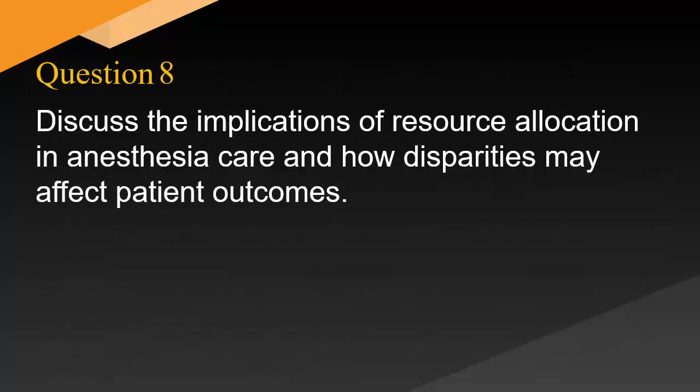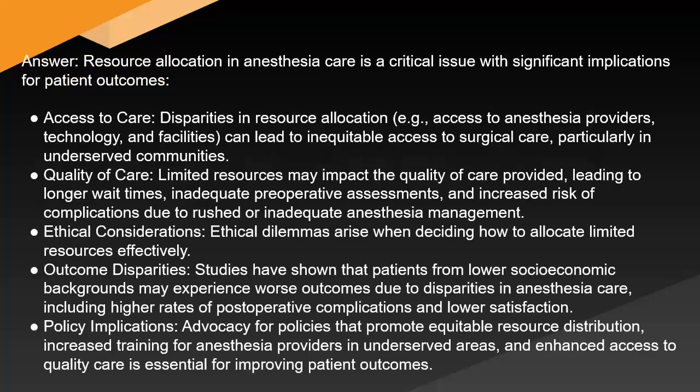Discuss the implications of resource allocation in anesthesia care and how disparities may affect patient outcomes. Answer. Resource allocation in anesthesia care is a critical issue with significant implications for patient outcomes, access to care. Disparities in resource allocation, e.g. access to anesthesia providers, technology, and facilities, can lead to inequitable access to surgical care, particularly in underserved communities.